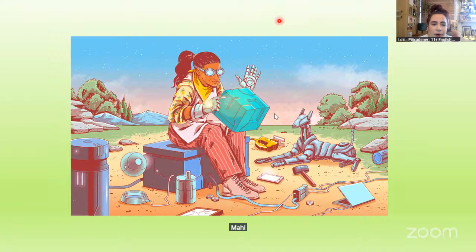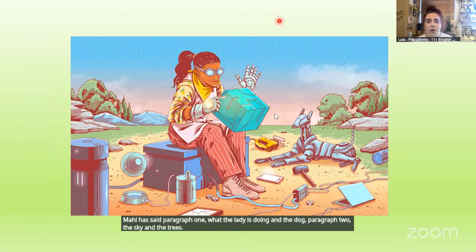Mahi has said, paragraph one, what the lady's doing, and the dog. Paragraph two, the sky and the trees. Paragraph three, the equipment she's using.